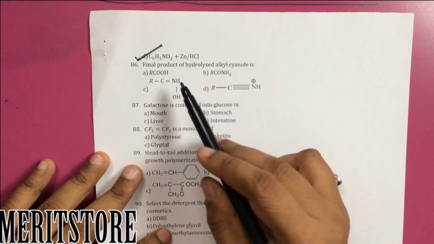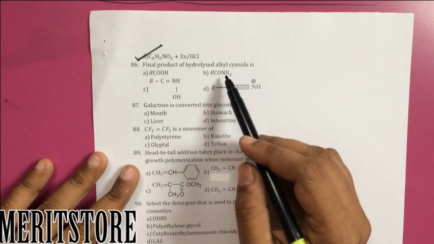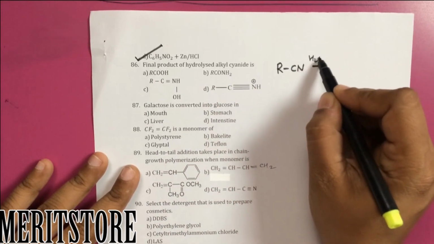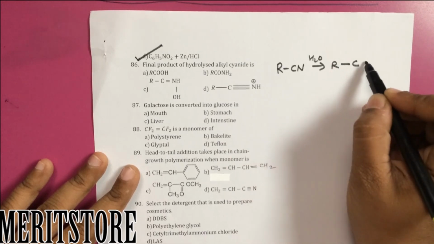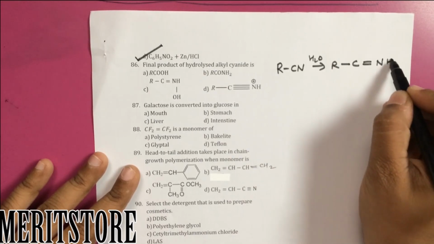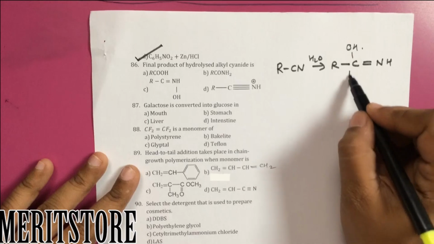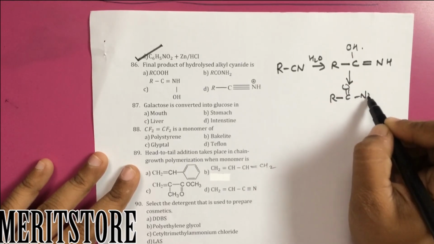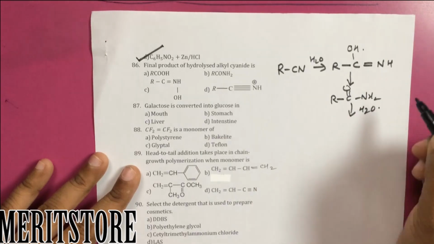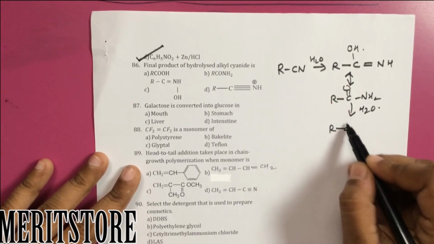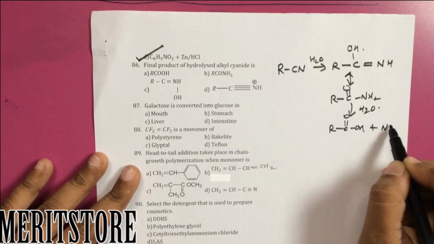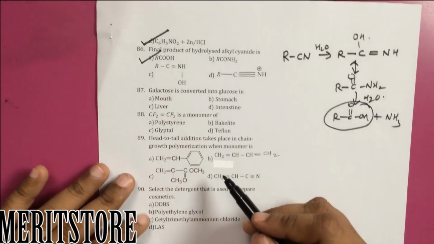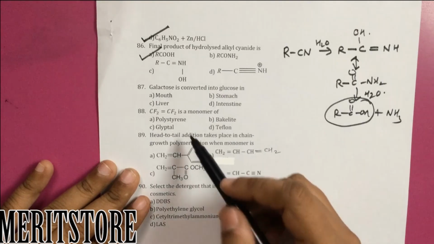Question number 86. The final product obtained by the hydrolysis of cyanides. So cyanides, on hydrolysis, give R, C, double bond N. This gets the H and this gets the OH, which is tautomerized to give R, C double bond O, NH2. And finally it undergoes one more water molecule addition so as to give R, C double bond O, OH plus NH3. So product obtained is acid. Therefore option A.